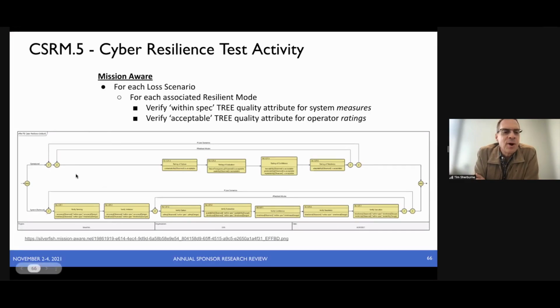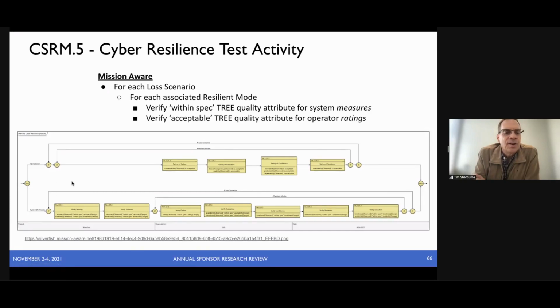I know it's very small here, but I'll walk through it. The idea is it's an iterative loop. For each loss scenario that's identified for your system, you want to go through, and there are two branches here: the system technical verification versus the operator decisions and involvement. Each of these boxes represents one of the forest trees.